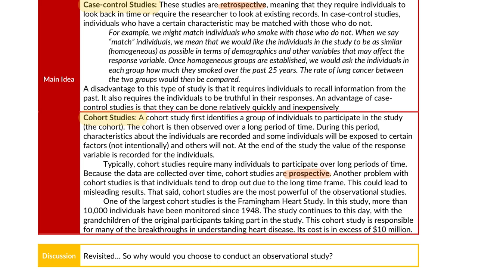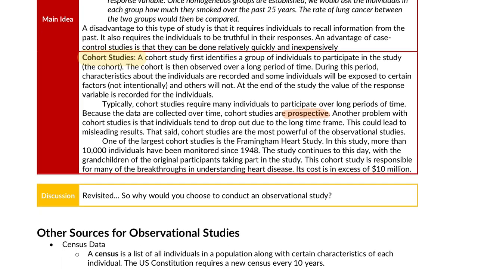So not only have we seen one generation of people from 1948 through now, if they're still alive, we've also seen further family lines and the study of heart disease, which is really cool. But look at that cost. It's in excess of $10 million. So we're talking about really expensive studies across many individuals.